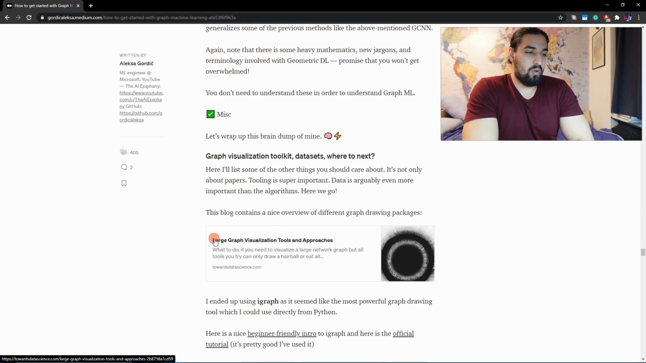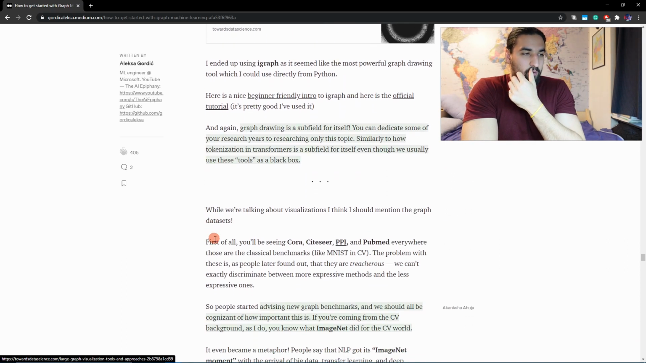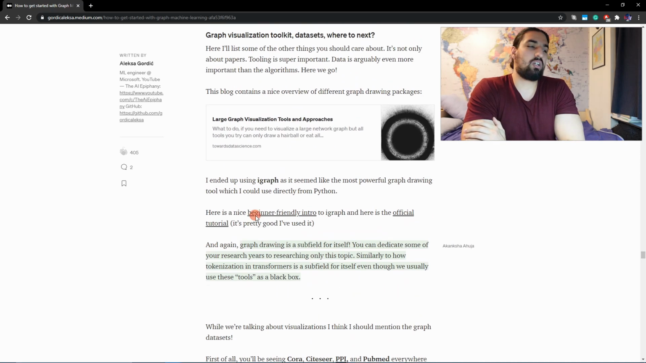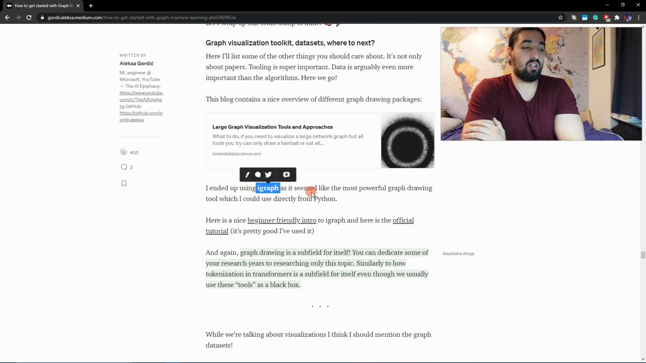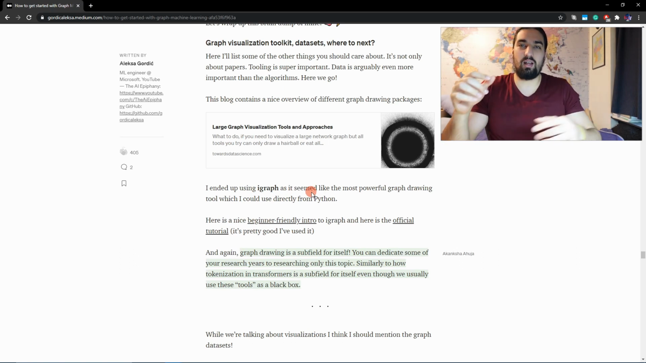Okay, with that out of the way, I linked a couple of cool visualization tools here, like iGraph. I've used iGraph personally in my Graph Attention Network project. Check that one out if you haven't. I'll link it down in the description as well.